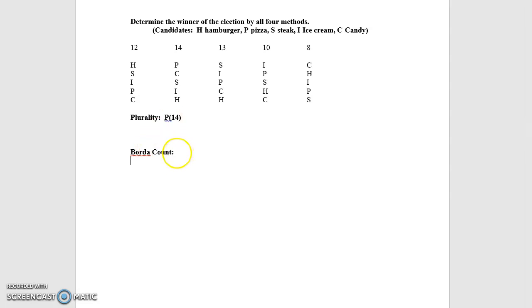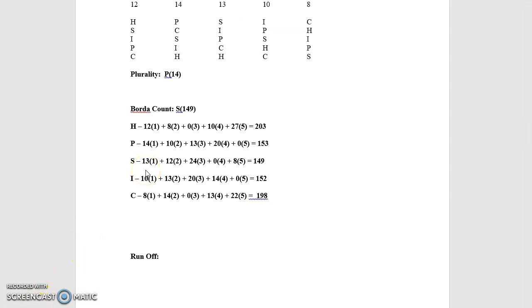Now for border count, I'm going to write the numbers down. I'm not going to describe them; I'm going to put them down first and then go over it with my audio, so be patient here. Okay, guys, the next method is the Borda count.